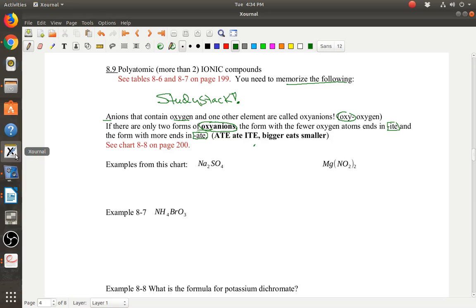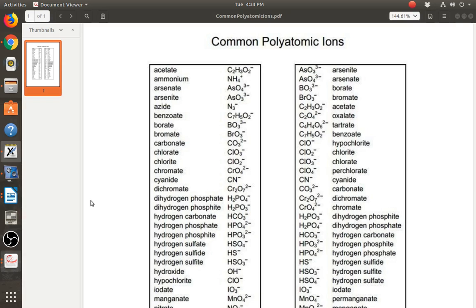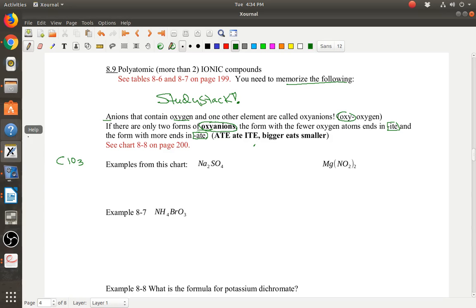So chlorate is ClO3. That's the one I need to look at the most. I'm going to write it off to the side for a minute here. ClO3, and was that a -1? Double check it. ClO3 -1. Okay, -1. This is called chlorate. And so if it has less, it has "ite," because "ate" is bigger and eats the smaller one. There's a mnemonic device, a way of writing that. I can't remember at the moment. But ClO2, that's smaller, is chlorite.